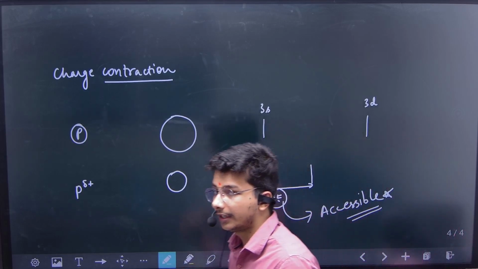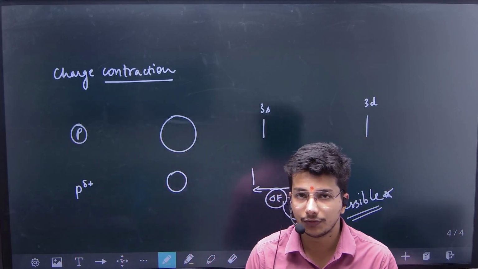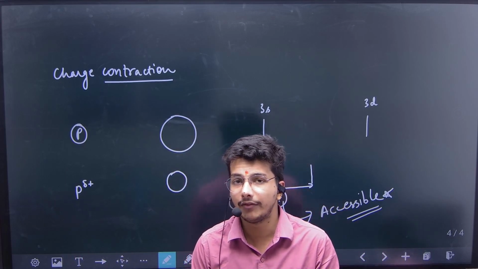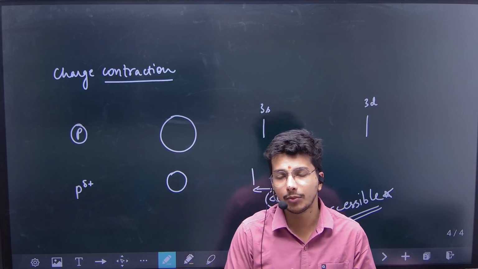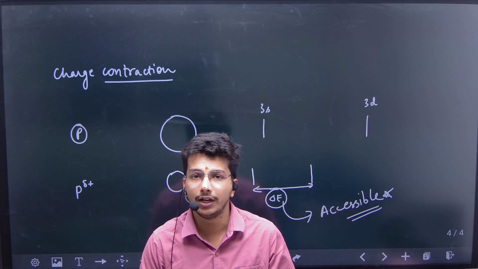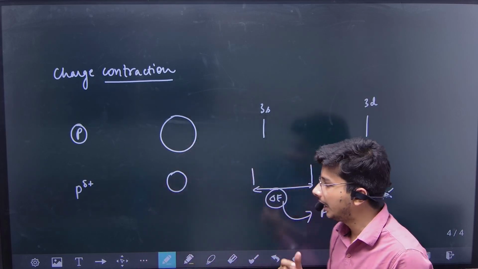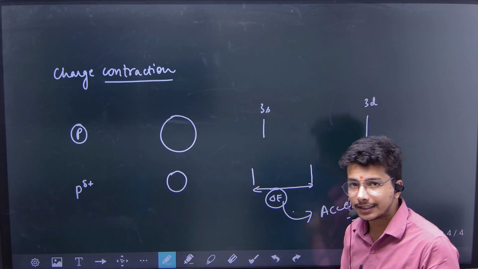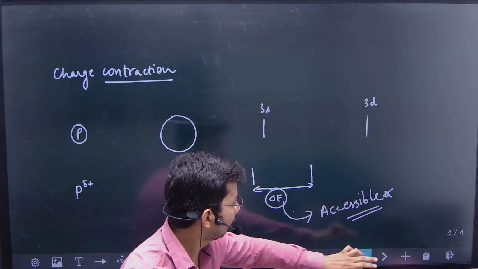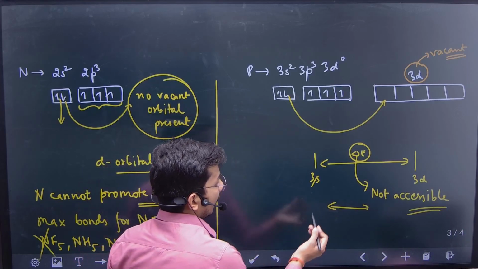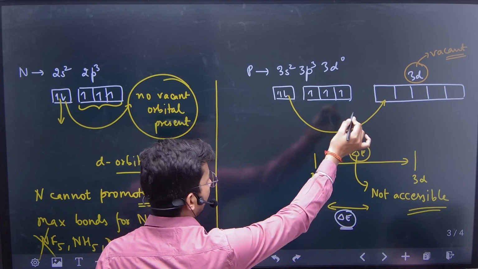So what we have learned is, if there is some atom connected with phosphorus which has greater electronegativity, then it will create a delta positive charge on phosphorus. The delta positive charge created on phosphorus will do a charge contraction, which will make the delta E, the energy gap, accessible for the promotion of electron. Okay. So now come back to the phosphorus orbitals. If the energy gap becomes accessible, then the promotion can take place.